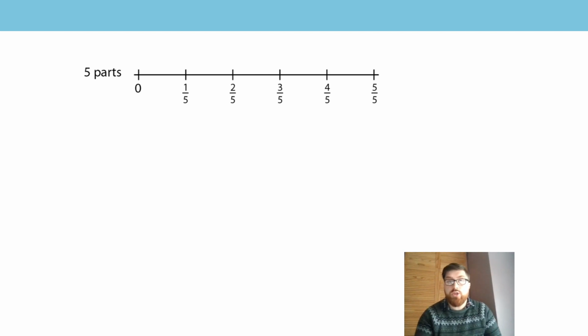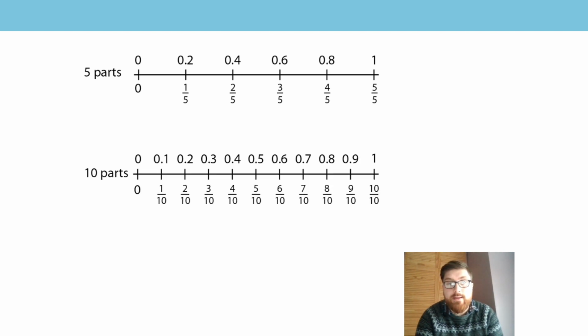Welcome back. Shall we see how well you did? Did you get any right? Could you spot any patterns? Can you see that all of these decimals appear in the tenths too? You can see we've got 0.2 here and 0.2 here. We've got 0.4 here and 0.4 here, 0.6 here and 0.6 here, and finally 0.8 here and 0.8 here.